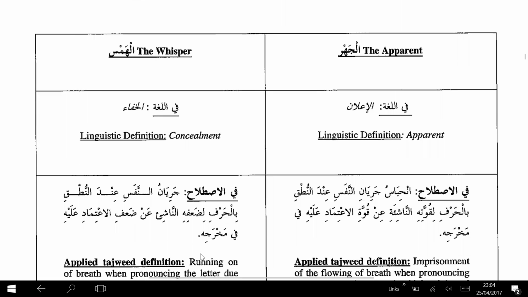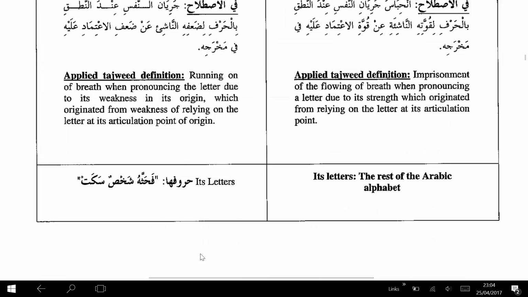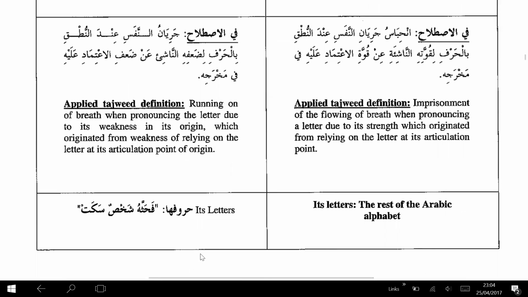Hams is whispering, and jahr is apparent, clear. Whisper in the language wise, the definition is al-khafa, conceal, to hide, khafi, hide. Whereas al-jahr, apparent, is al-i'lan, which is apparent, clear. Whereas for us, the applied tajweed definition, hams means the running of breath when you're pronouncing the letter.